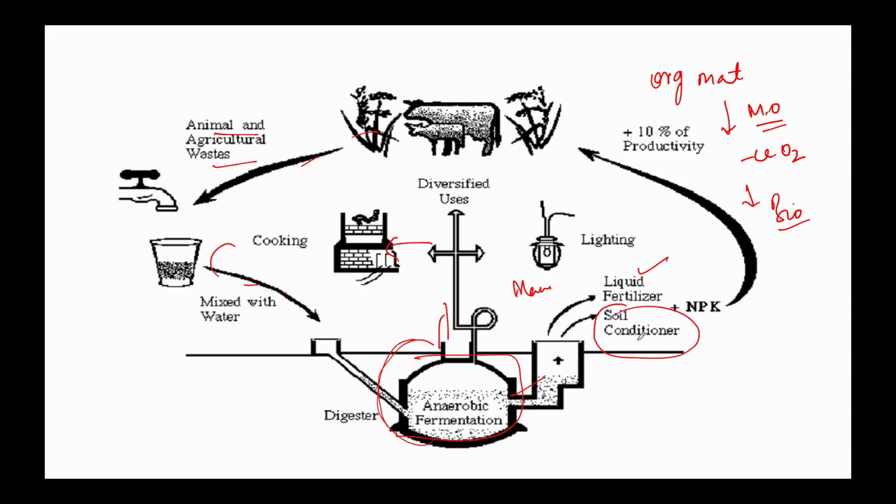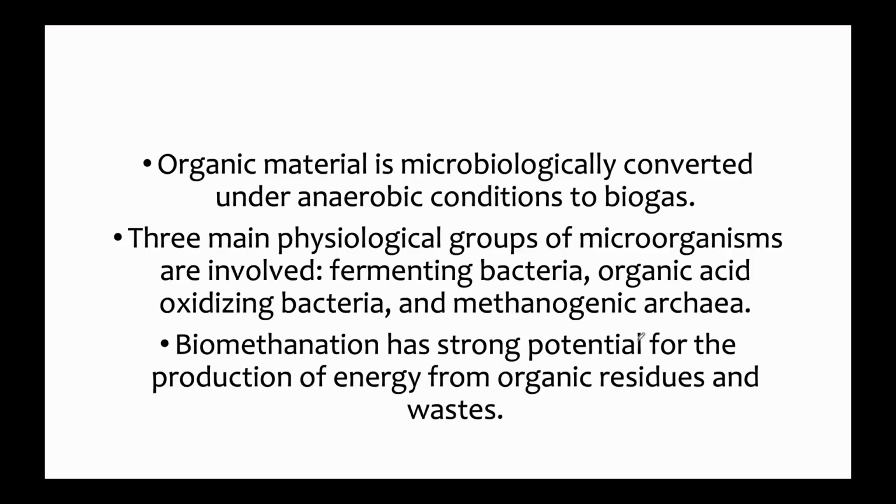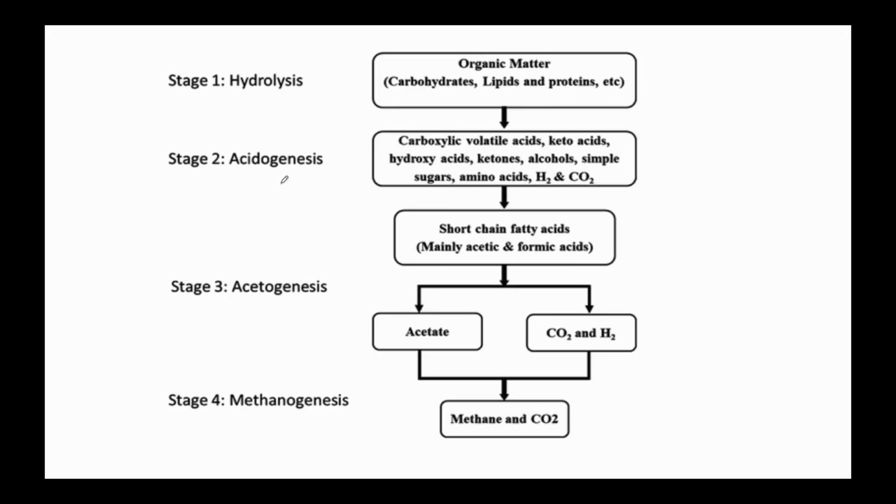Okay, so there are 3 main physiological groups of microorganisms which are involved. One is the fermenting bacteria, another is the organic acid oxidizing bacteria, and then the methanogenic archaea. Now we don't need to go into detail because that would be too much science. That is not asked in your competitive exams, but you should know the physiological groups of microorganisms involved here. So biomethanation has a strong potential for the production of energy from organic residues and waste. It will help to reduce the use of fossil fuels and thus reduce carbon dioxide emissions in the atmosphere.